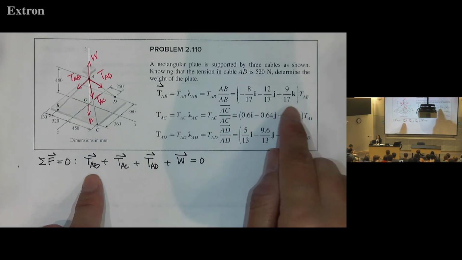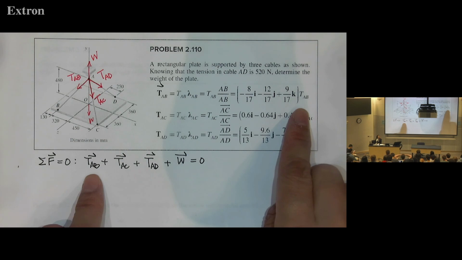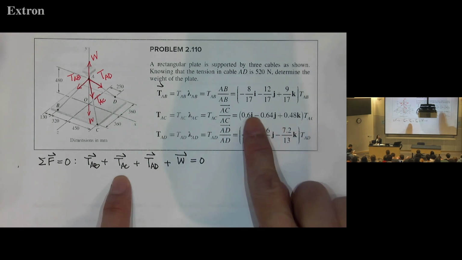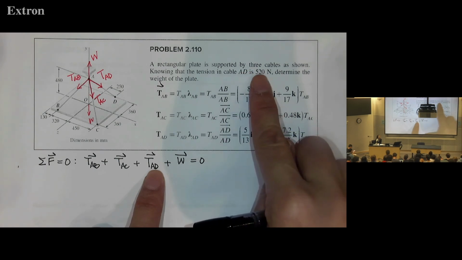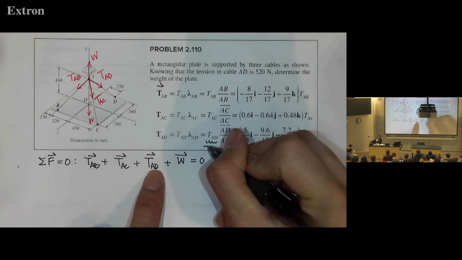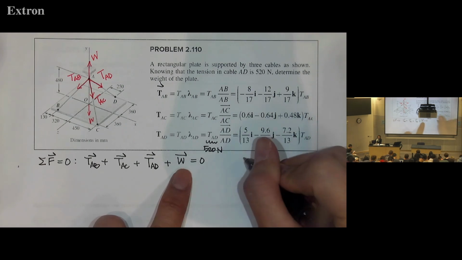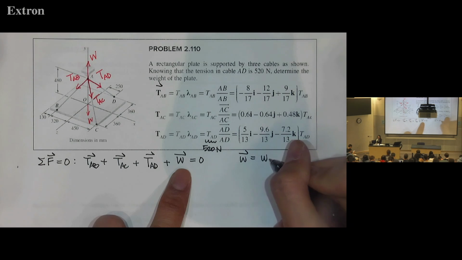So please practice this one in one of the discussion sections on Thursday with your TA. But you can find this one using last week's lecture. Okay. So, and then TAC is this. So this is given. And then TAD is also this, but TAD magnitude is given. So I write this is 520 Newton here. And then the last one. So W vector is unknown. So I use the magnitude as just W.